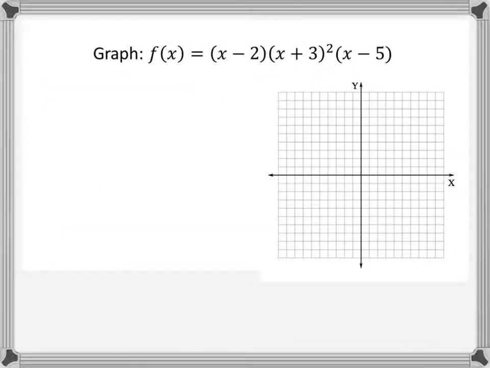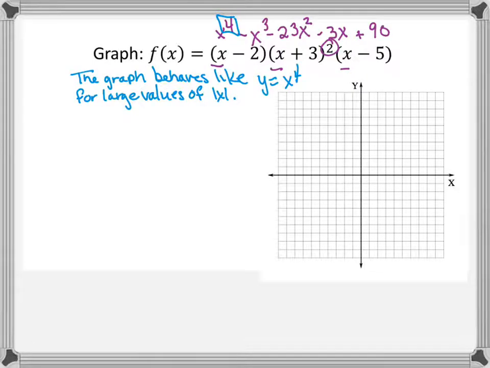Let's look at the graph of f of x equals (x minus 2) times (x plus 3) quantity squared times (x minus 5). So looking at what our degree is going to be, we would have x times x squared times x. Multiplying out, we would get x to the 4th minus x cubed minus 23x squared minus 3x plus 90. So our degree is going to be 4. And the graph behaves like y equals x to the 4th for large values of the absolute value of x.